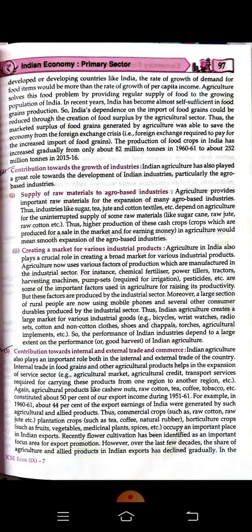The export earning of India from commercial crops such as raw cotton, raw jute, etc., plantation crops such as tea, coffee, natural rubber, and horticulture crops such as fruits, vegetables, medicinal plants, spices, etc., occupy an important place in Indian exports. Recently, flower cultivation, floriculture, which I just told you about, has been identified as an important focus area for export promotion.